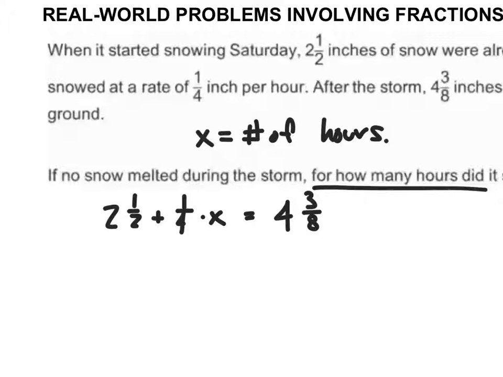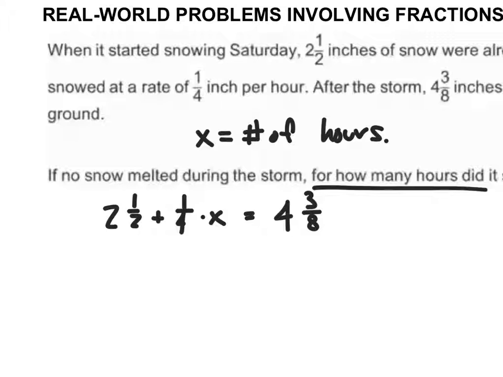Now, what I want to do is get rid of these mixed numbers here, okay? Let's do this. In order to get rid of this mixed number, 2 1/2, I'm going to do 2 times 2 plus 1, to get a new fraction. So what I do is I take my denominator over here, multiply it by my big number, and then add my numerator.